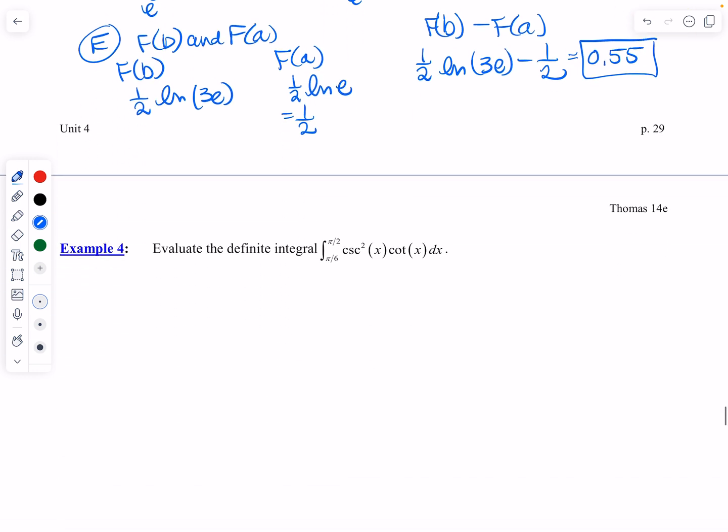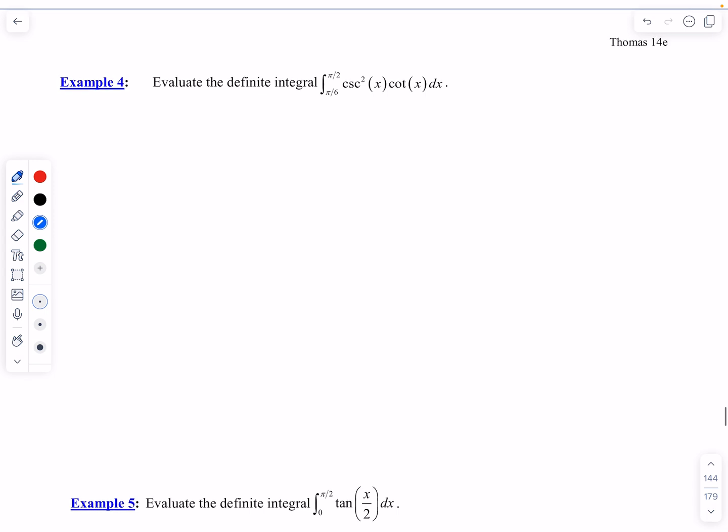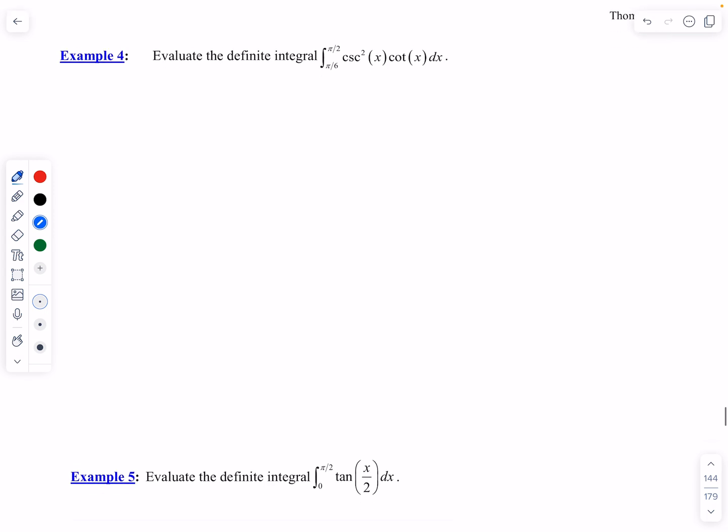Now let's move on to example number 4. So example 4 is continuing on with the same thing. Evaluate the definite integral from pi over 6 to pi over 2 of cosecant squared x times cotangent x dx. Again, this is complicated. So my advice to you is we've got to figure out what u is and go from there.